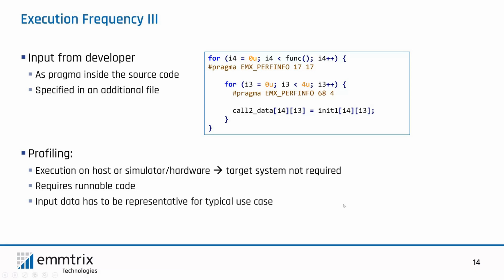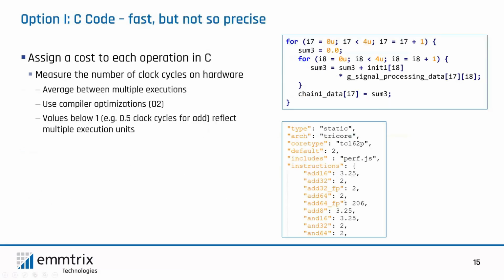Okay, let's move on to how we analyze the runtime of the code. As the first option, we have to analyze C code. It is fast, but not so precise. The idea is we look at the actual source code. Here we have a C program, and we look at the instructions that are there. We can see there is an addition, there is a multiplication, there is a loop with comparison, addition, and here also an addition. So we know what kind of instructions there are. And now we assign costs to these instructions.